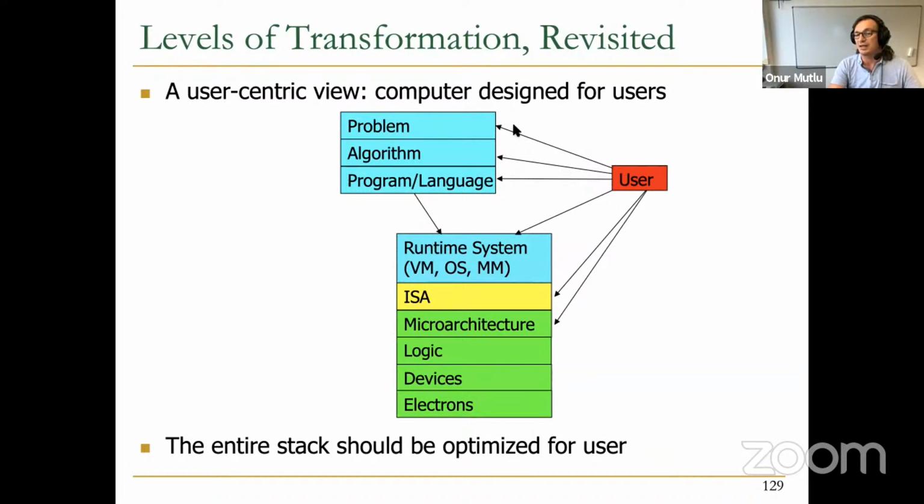The user can be providing the problem. It could be interesting, the problem. The user can be providing the algorithm. The user can be providing the program. The user can be interacting with the runtime system directly. The user can be potentially interacting with the ISA and maybe even the microarchitecture, who knows? So this brings us to the thinking that maybe the entire stack should be optimized for the user, right? So I think it's good to question what the stack that I showed you earlier doesn't take into account, and I think the user is one example of it. In the end, it's about the users using the computers. It's not just the problems being solved, because problems are actually also provided by the users, right?